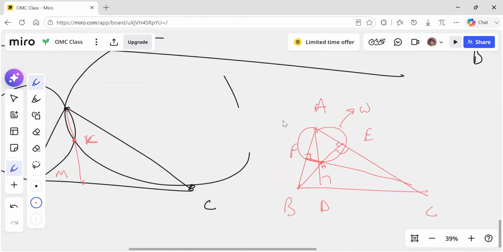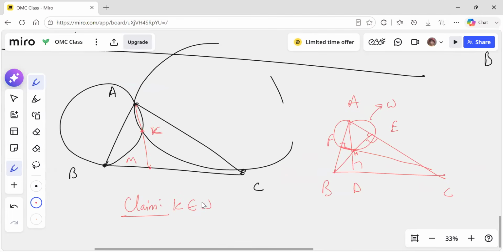So what we want to show is that K lies on omega. So claim: K belongs to omega. What my suggestion would be, or like a hint, is that you have a midpoint. Try to somehow bring in the midpoint in this picture as well. So the midpoint should be somewhere here. And now join this. So basically you want this to be K. How is that possible?